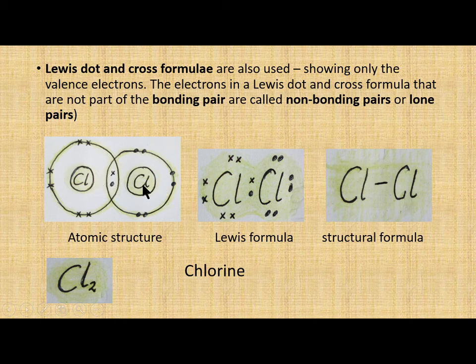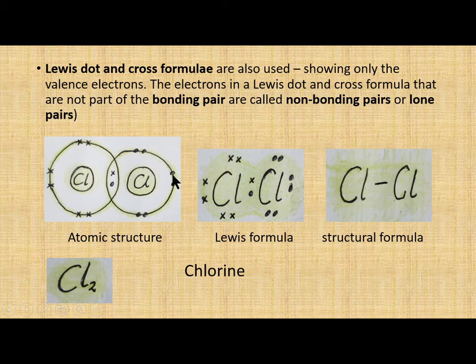Chlorine bonds with itself, like in this case here, as a gas to form a molecule of chlorine, whose molecular formula is this. The atomic structure will be this, the Lewis formula will be this, and then the structural formula will be this. So I'm showing four formulas here: atomic diagram or atomic structure, the Lewis formula, the structural formula, and the molecular formula that I've not written here.